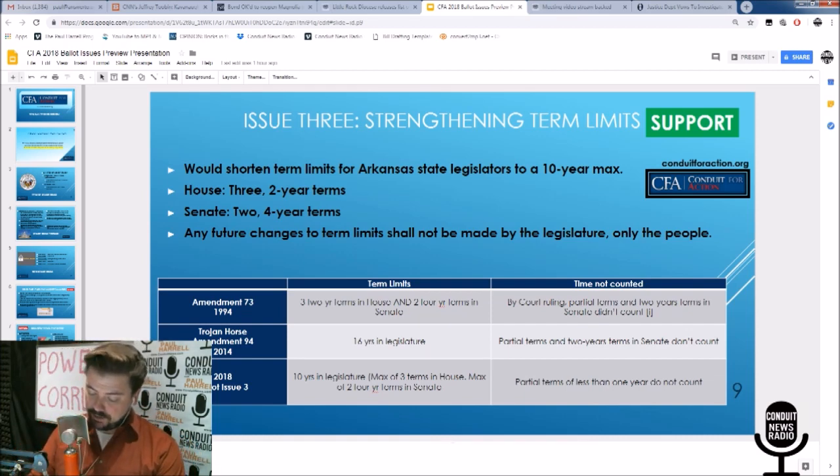A lot of people don't know that. Now I think the reverse would be true. If the 2018 ballot issue 3 passes, you're going to have 10 years in the legislature, max of 3 terms in the House, max of 2 4-year terms in the Senate. Partial terms of less than 1 year do not count. Okay. So anyway, it's controversial. Obviously, there's a lot of legislators. Listen, the fact is there's a ton of politicians that don't want this.